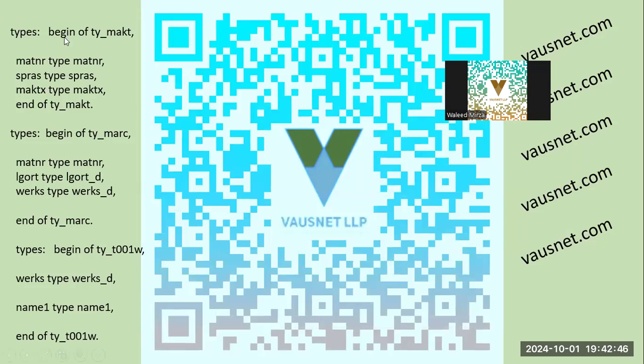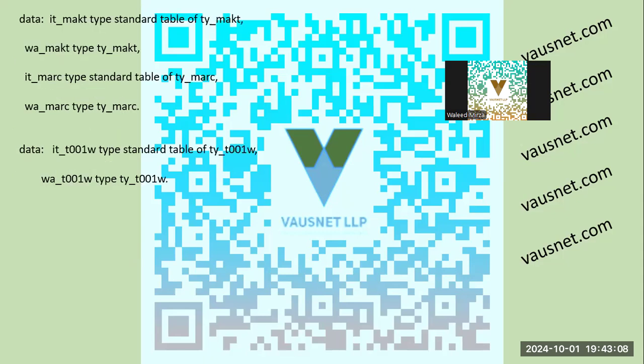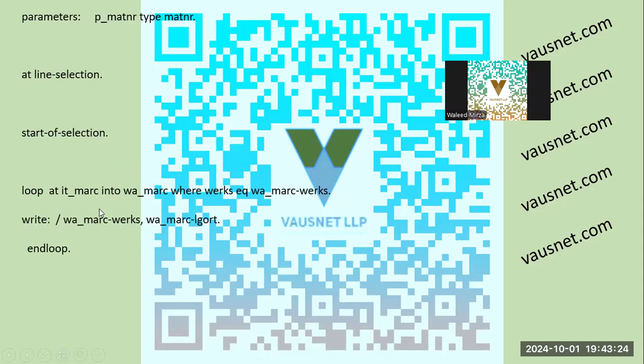So this is the program that we begin with TYPES, BEGIN OF TY. We actually begin with a structure which represents MAKT. We build a structure that represents MARC, and we build a structure that is a representation of T001W. And then we create tables from these structures, and we create work areas. We also create another set of tables and work areas.